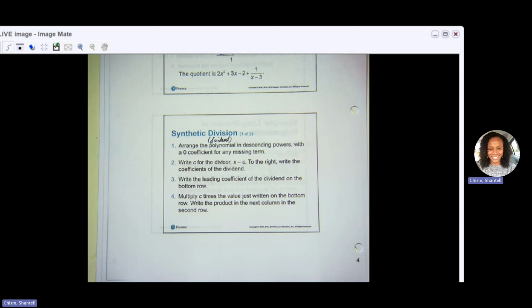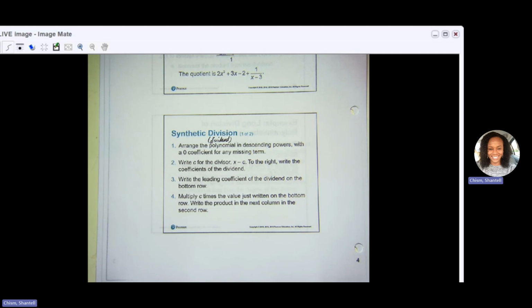We will write the c for the divisor x minus c to the right, and we'll box it off. We'll write it to the right of the coefficients of the dividend. We'll write the leading coefficient of the dividend on the bottom row. So basically we'll bring it down. We'll start there. So we have to have a starting point. So we'll just drop it down. And then we will multiply the constant c times the value just written on that bottom row. That leading coefficient that we brought down, we start by multiplying c times it. And then we'll get that product and put it in the next column of the second row.